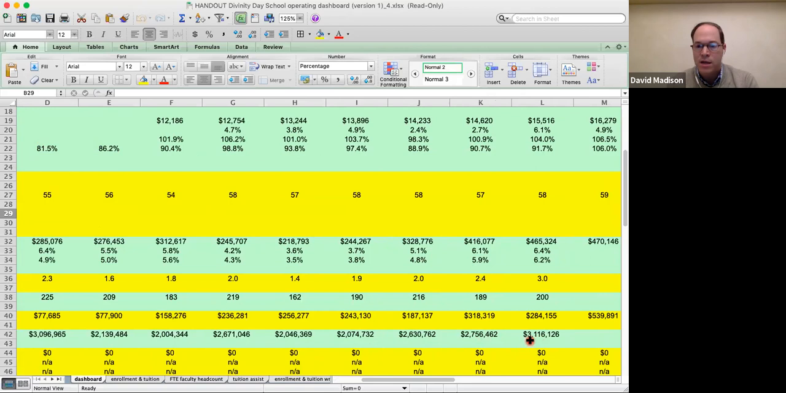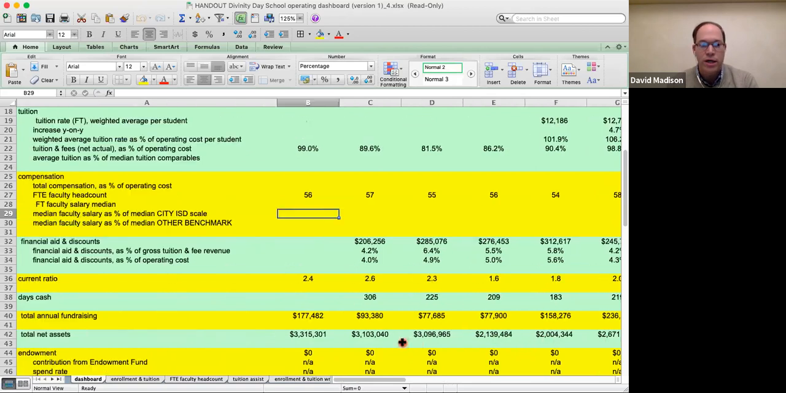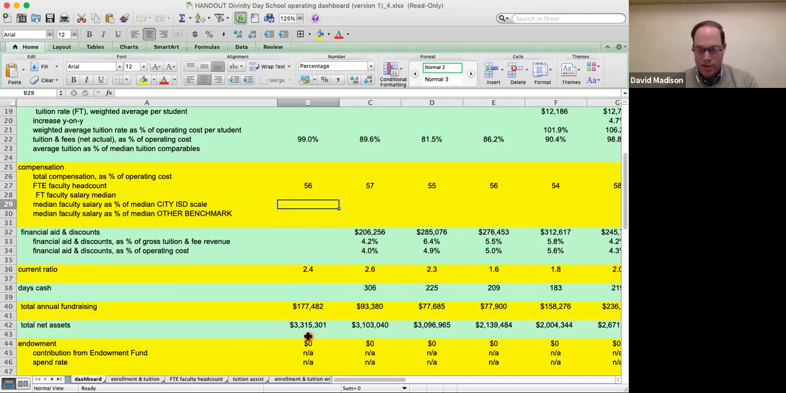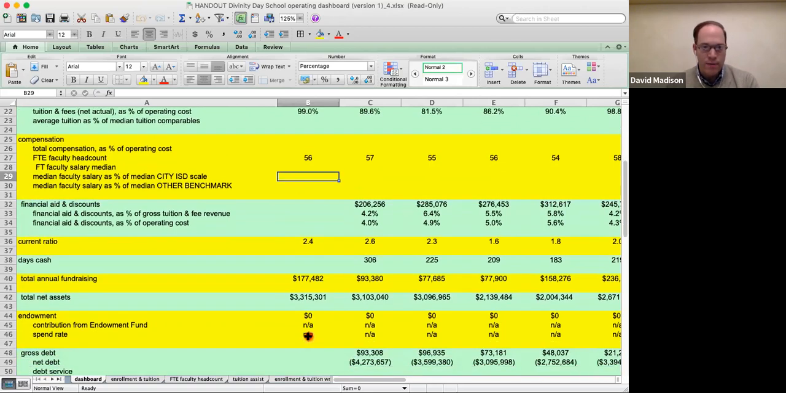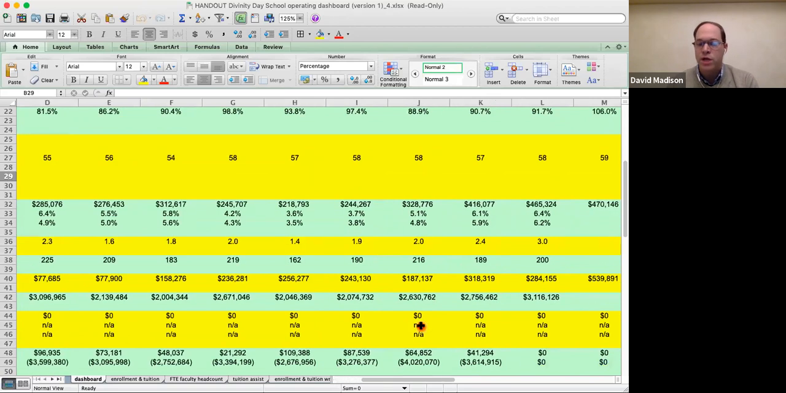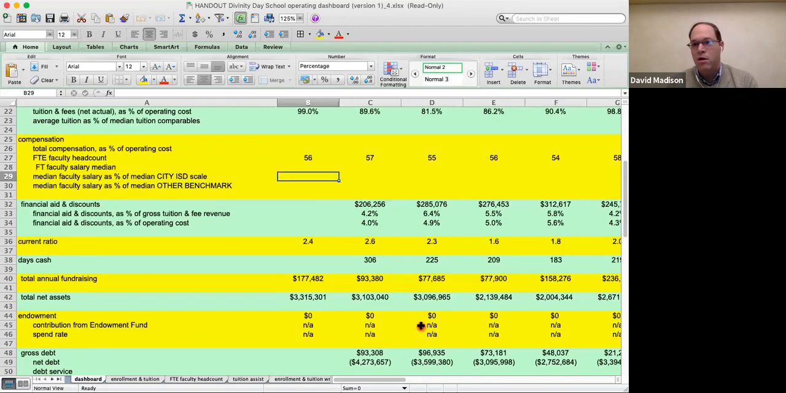Their net assets are up to 3.1, and a low, it was right at 2 million. So you want to dig into that a little bit more, but again, this is a pretty strong school, so nothing too scary about that. Here is where they do not have an endowment. So they're in a very strong cash position, but this would warrant a conversation about, is there a place to have a talk about starting an endowment or growing an endowment?